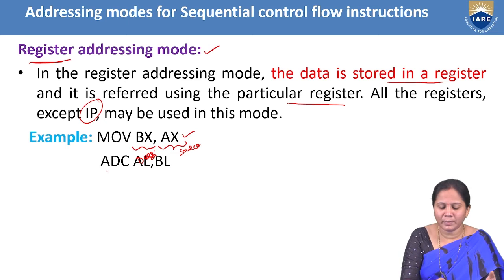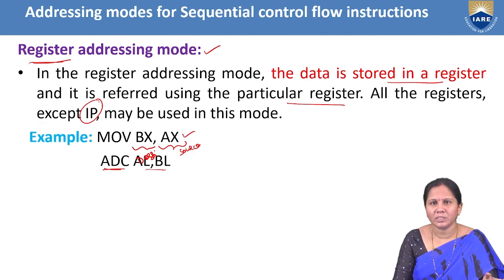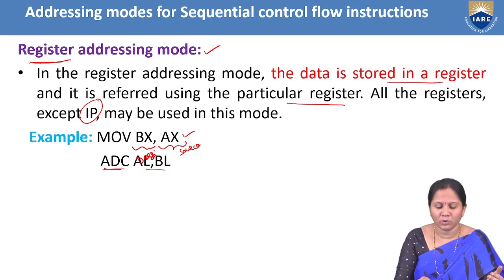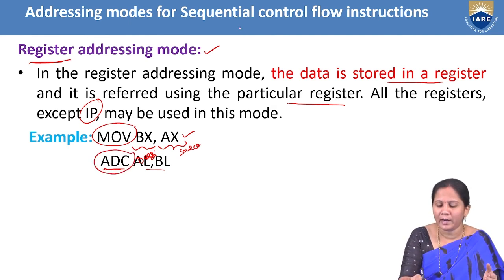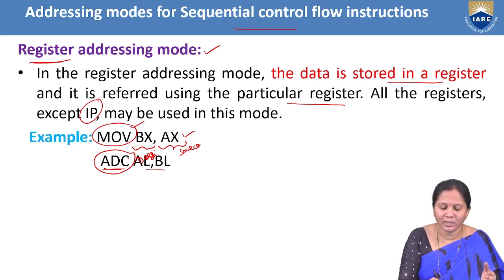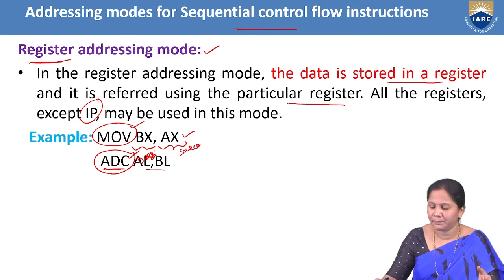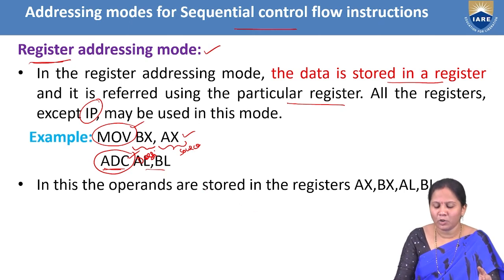Another example we have considered is ADC AL, BL. Here both the registers are 8-bit registers. ADC means add with carry. Here we have used the data transfer instruction in the previous example and here the arithmetic instruction. As we have already discussed, under sequential control flow instructions, you can use either data transfer or arithmetic and logical instructions. In this case, the operand can be stored in the AX register, BX register, AL and BL registers.